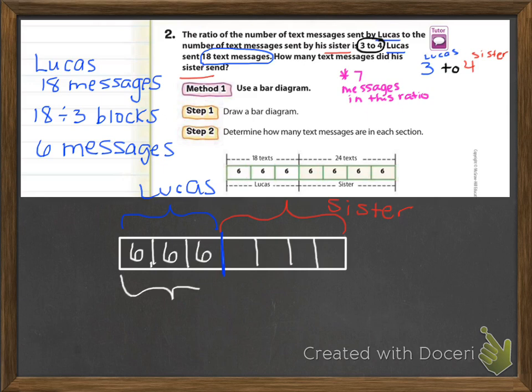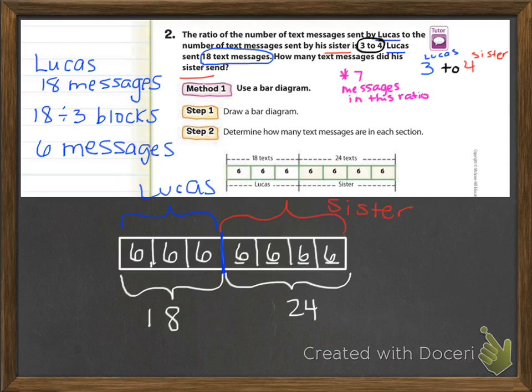So that covers us for the 18 that Lucas sent. Now, because each of these is going to be even, let's go ahead and add 6s to the other blocks. 6, 6, and 6. So now we can use this information to find out how many text messages his sister sent. So now we're going to bracket this in and we're going to count 6, 12, 18, 24. So that means that his sister sent 24 text messages.